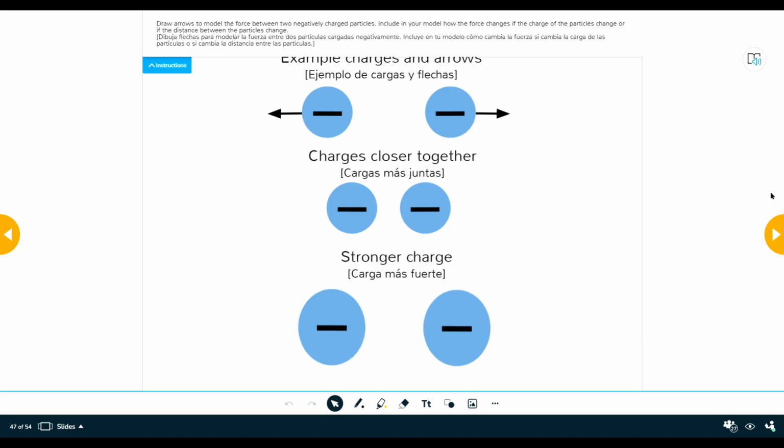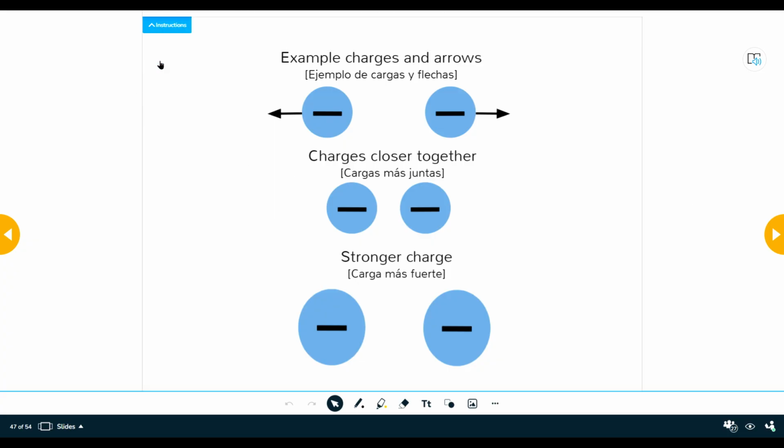Draw arrows to model the force between two negatively charged particles. Include in your model how the force changes if the charge of the particles change or if the distance between the particles change. The first set is an example of charges and arrows. This is essentially your original.